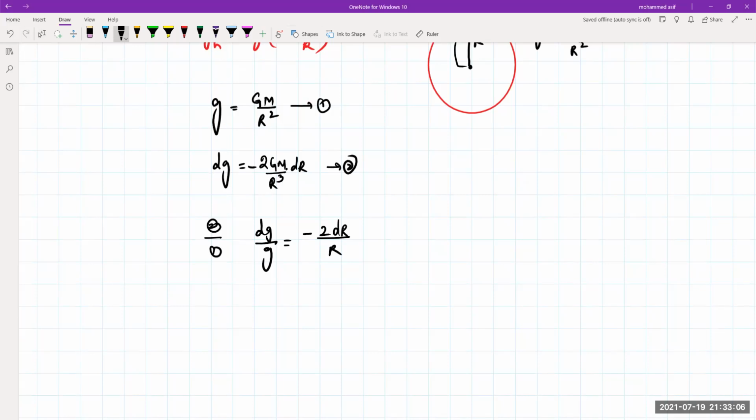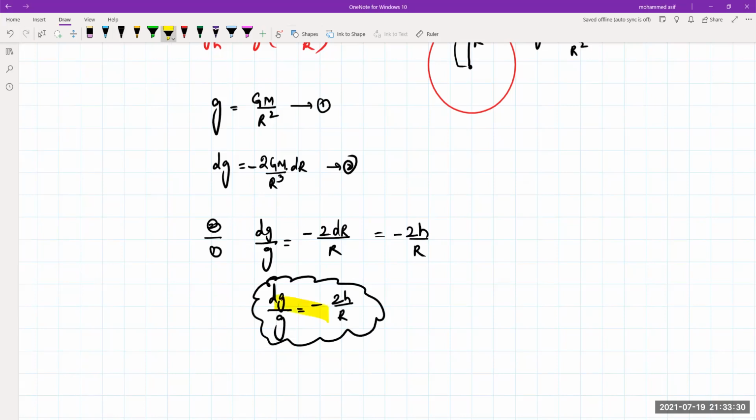Okay, now. So what is dR, I can write better? dR is nothing but what? Very small value of R, that is H, right? So I can write this one as minus of 2H divided by R, can I write like this? Isn't it? So the fraction dg by g will be equal to minus of your 2h divided by your capital R. Clear? Yes. With the formula.